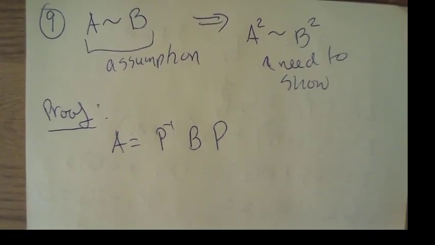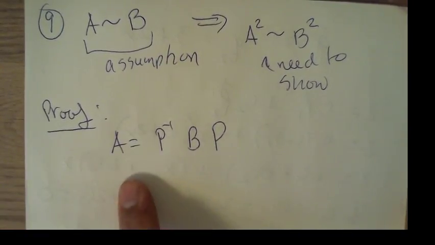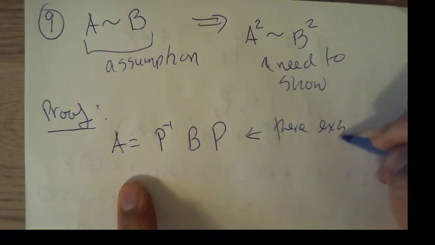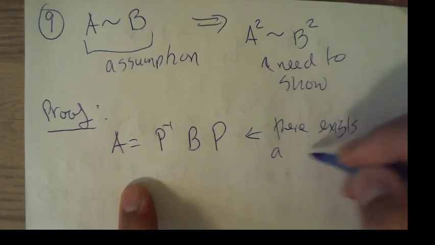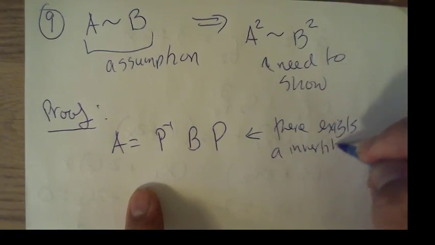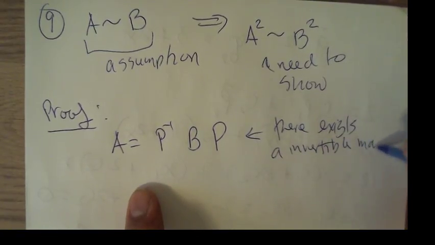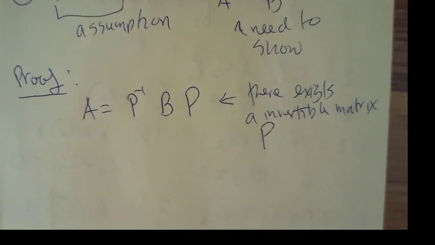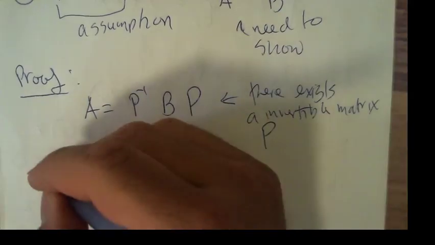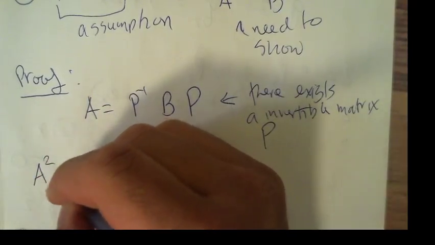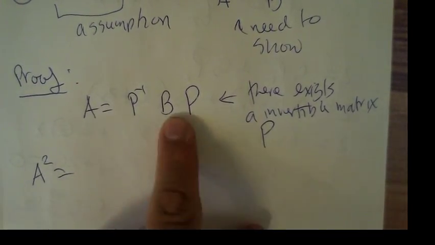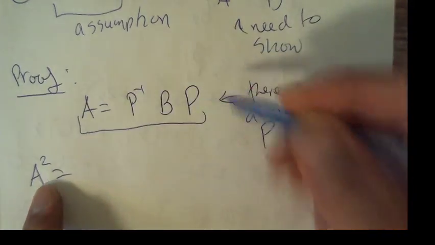Okay, so if A is similar to B, that means that this has to be true, right? That there exists an invertible matrix P. Okay, so let's just go from there. So here, let's start here and let's see how we can use this here.